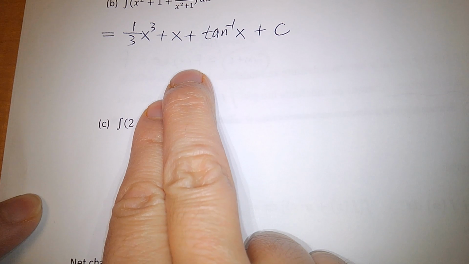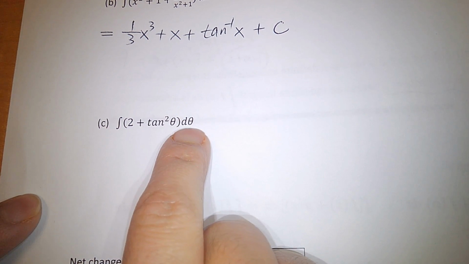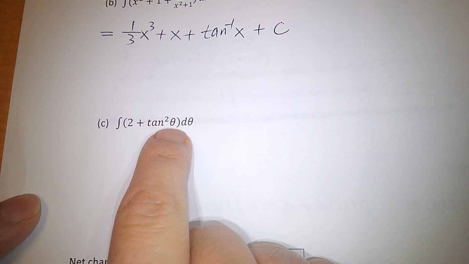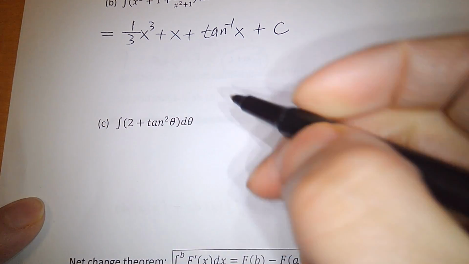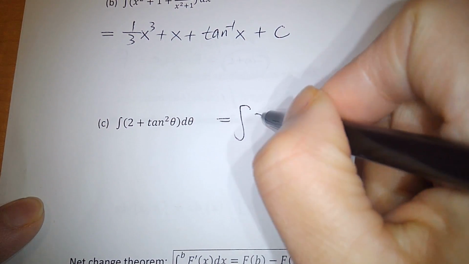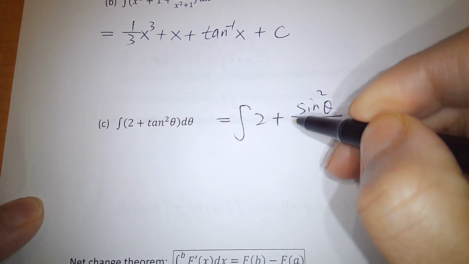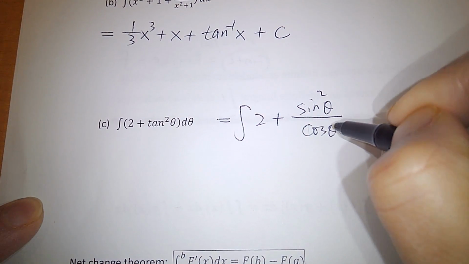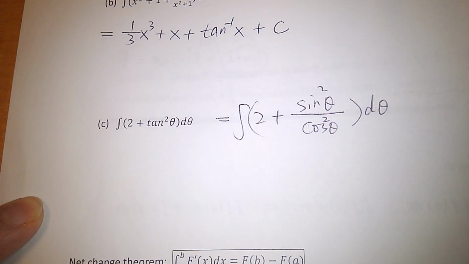The integral of 2 plus tangent theta squared d theta. For 2, we know the antiderivative is 2 times theta, right? Theta is a variable. However, for tangent theta squared, do you have a direct antiderivative? No. So we can rewrite it as sine theta squared over cosine theta squared, and then d theta.